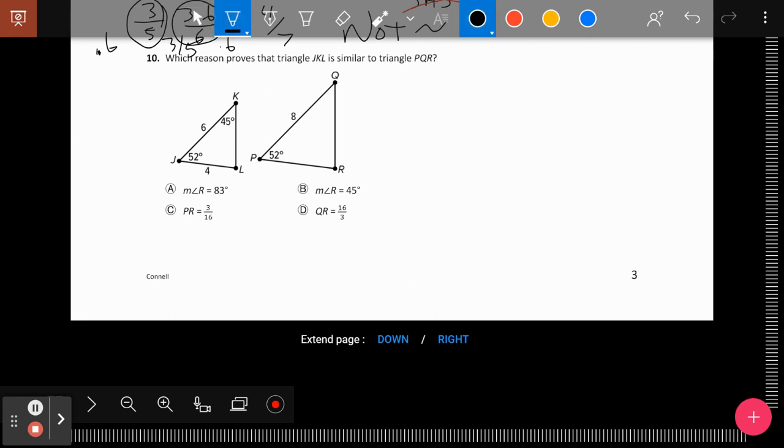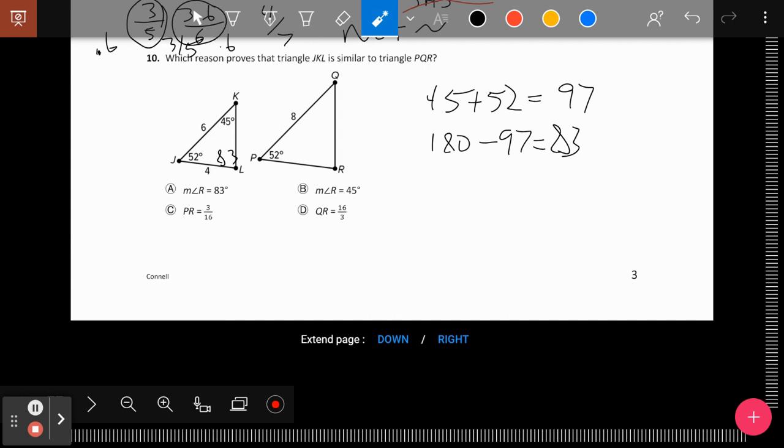All right? So this one, before I get started here, because there's going to be more than one right answer, I think. Just taking a quick look at it, I think there's going to be more than one right answer. I want to do 45 plus 52. All right, that's going to be my 97. And then 180 minus 97 is 83. So now I have something I can work with here.